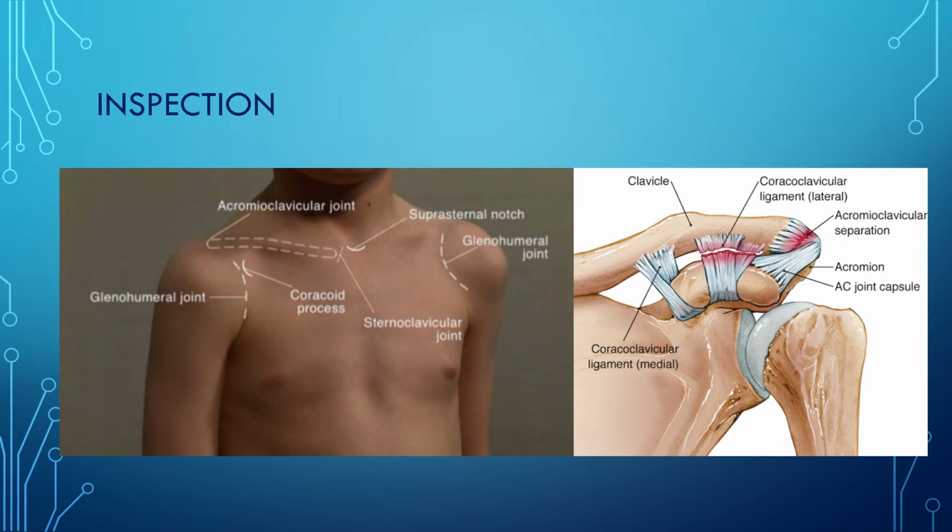And here we have a picture on the right of the anatomy. You see the different tendons and ligaments around the AC joint. They can become disrupted in a dislocation of the AC joint, or a fracture again can disrupt this joint, and you get a gap between the acromion and the coracoid process.